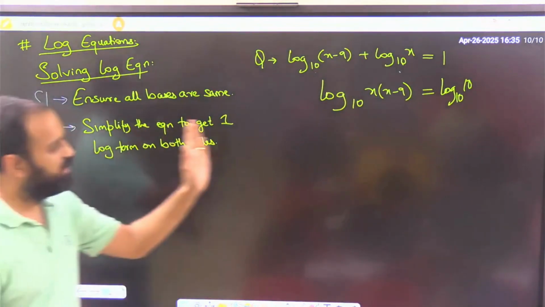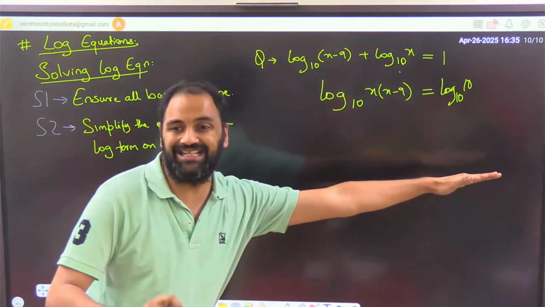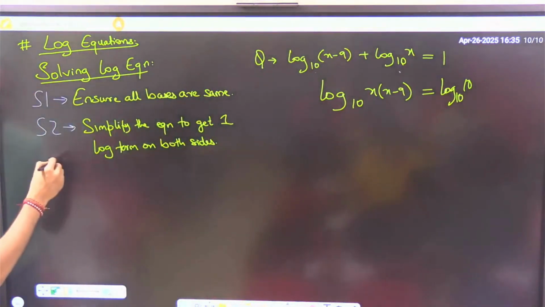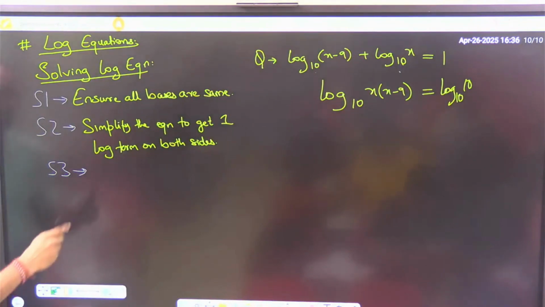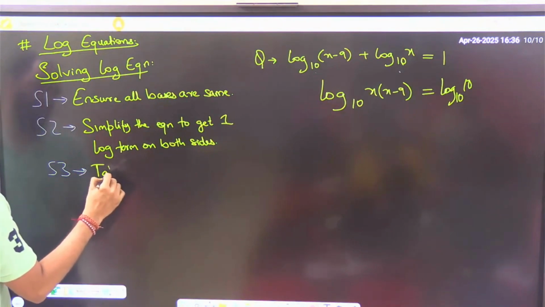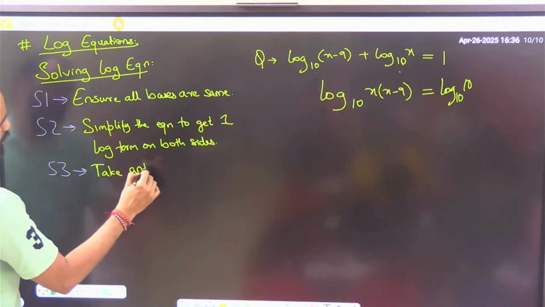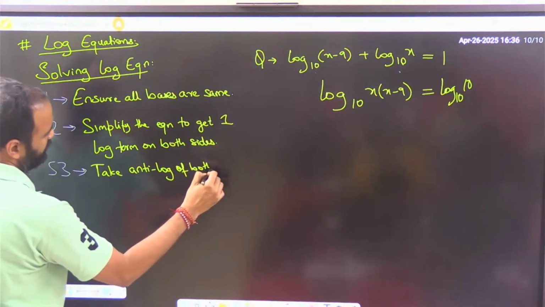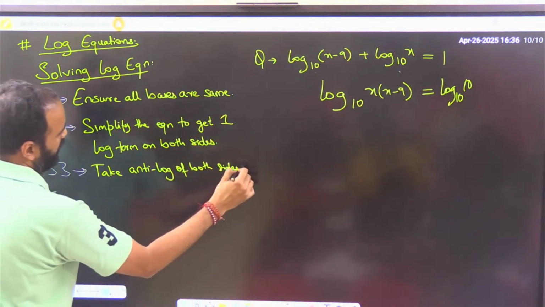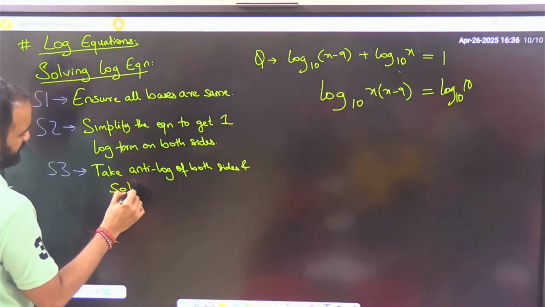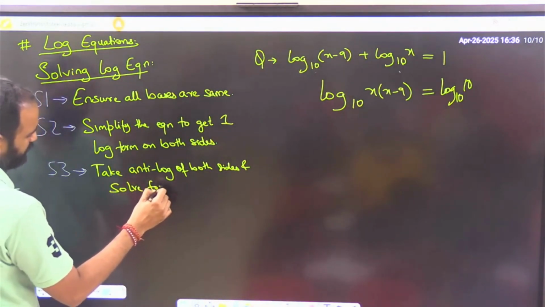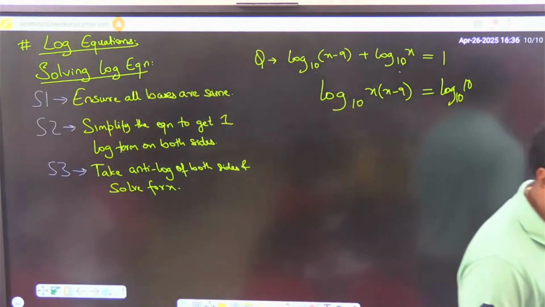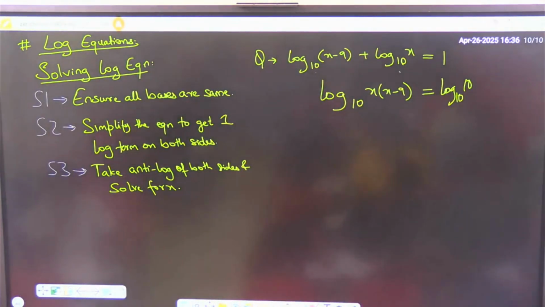Now once we come to this stage that there is only 1 log term on either side, step 3: we take anti-log of both sides and solve for x. Take anti-log of both the sides and solve for x.